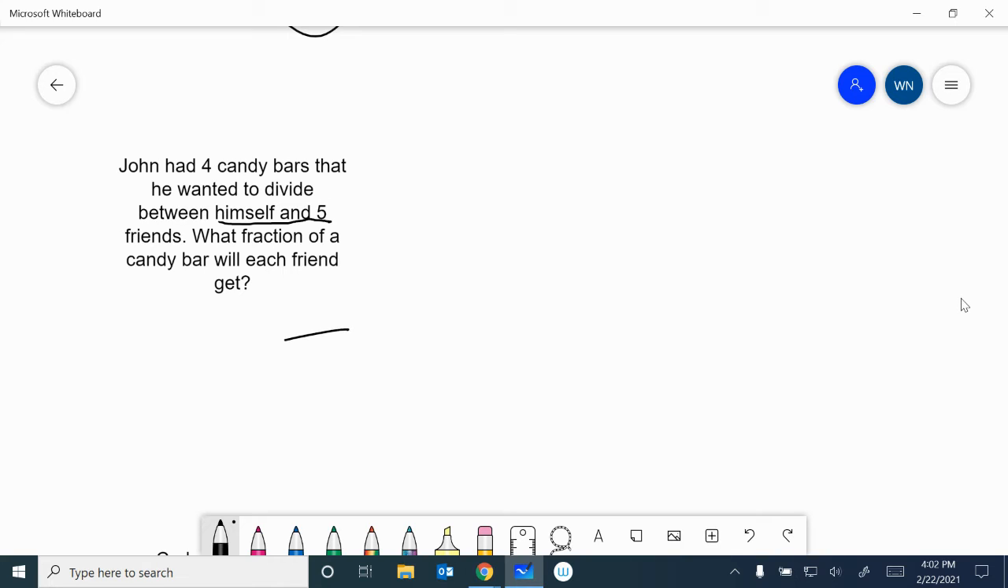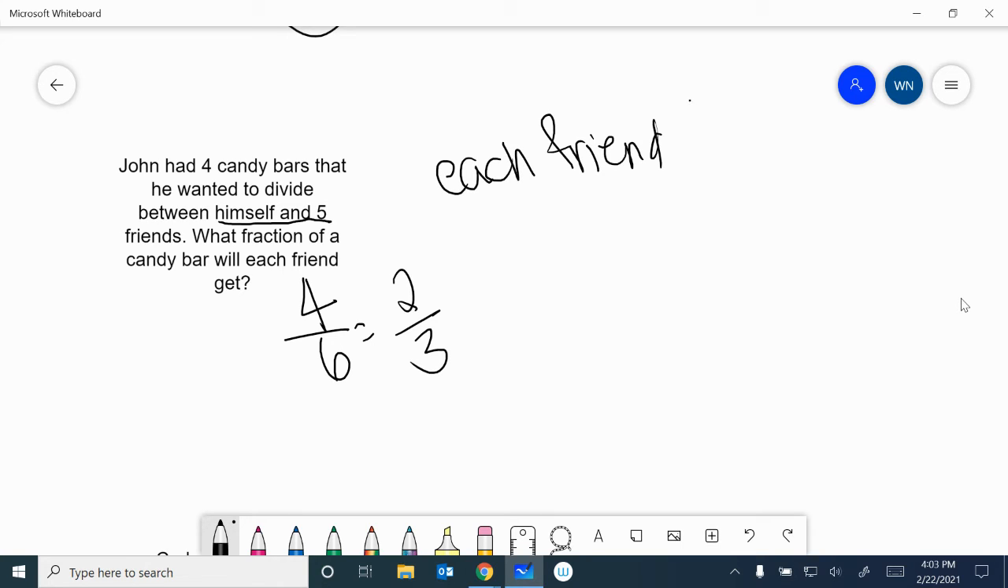Now, the number that goes on top of the fraction is going to be the one that gets divided. So, are we going to cut up the candy bars and give it to John and his friends, or are we cutting up John and his friends and giving it to the candy bars? Of course, we're going to cut up the candy bars. So you're going to have 4 over 6 because 4 candy bars are cut up and given to John and his 5 friends. We know we can simplify that by simply dividing by 2, and we're going to have 2/3. So that means that each friend will get 2/3 of a candy bar.